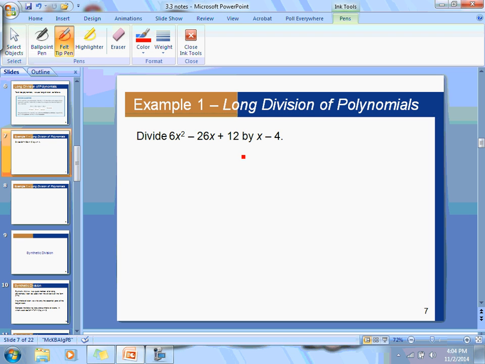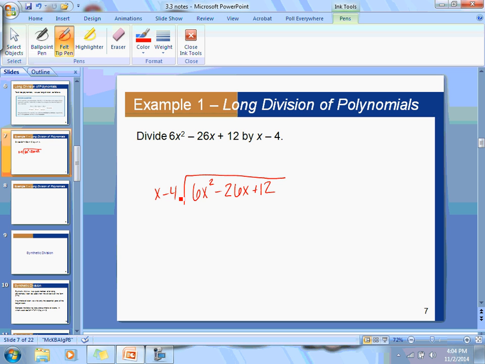If I didn't have those, then I would have to have a placeholder. I'd have to have a plus a 0. So I could have plus 0x or plus 0 at the end. And I'm dividing by x minus 4. So when I set this up, I'm going to put the 6x squared minus the 26x plus 12 inside the division box, and I'm going to put the x minus 4 on the outside.